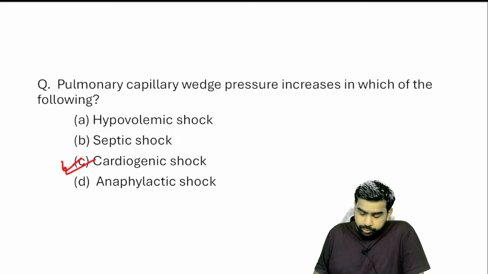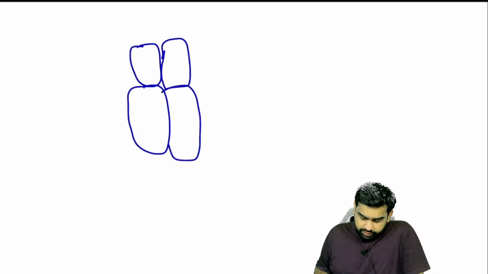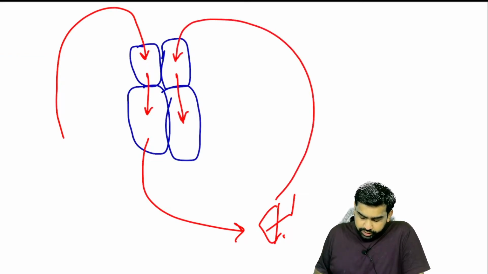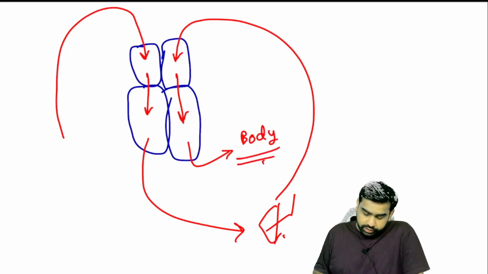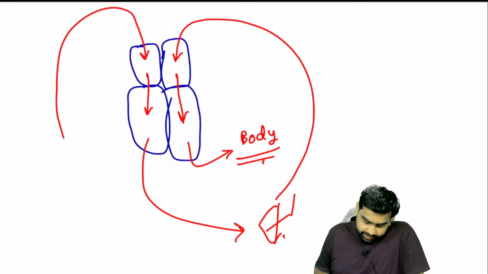So what is this pulmonary capillary wedge pressure? We have the right atrium, right ventricle, then the left atrium and the left ventricle. The blood comes from the periphery to the right atrium, goes to the right ventricle, and from here goes to the lungs. From the lungs it comes to the left atrium, then to the left ventricle, and from there to the body. Now imagine that the heart fails, meaning the left ventricle is not able to contract properly. There's going to be stagnation of the blood.